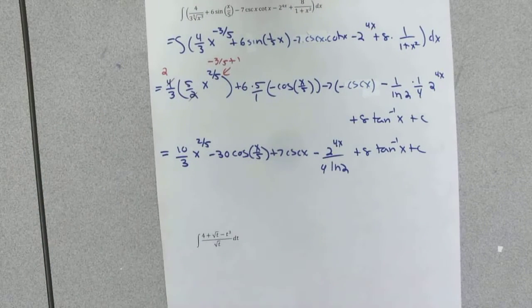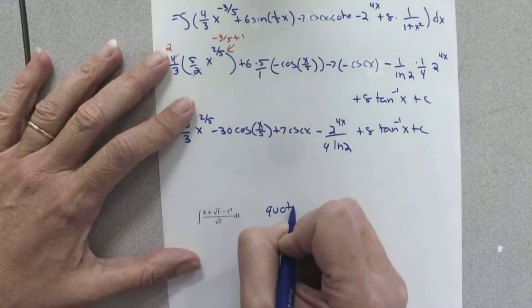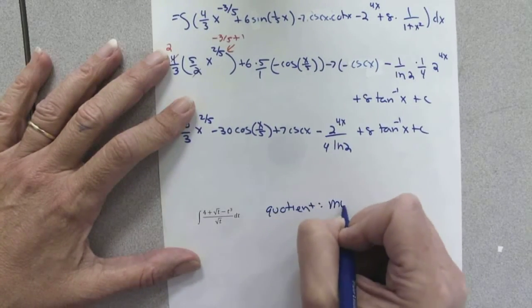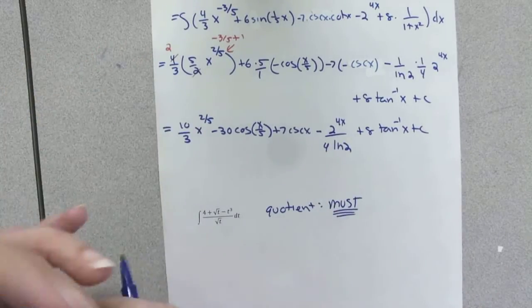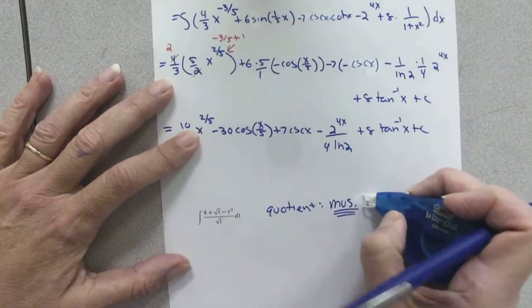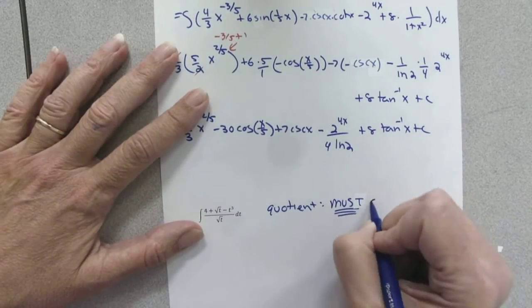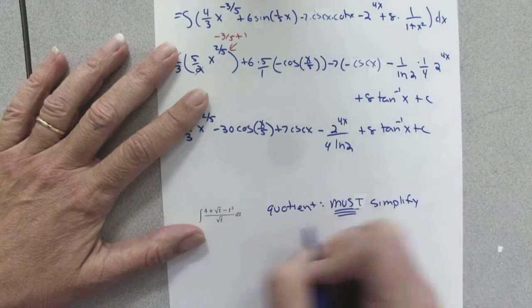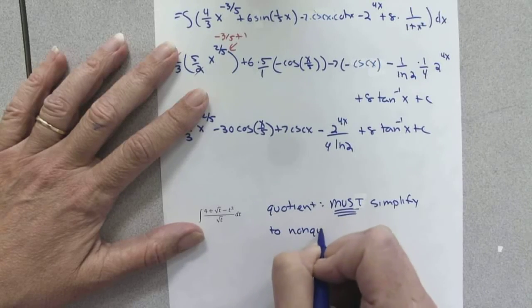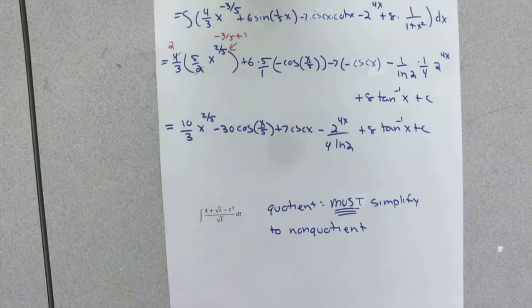Okay, next one. It's a fraction. I cannot do fractions directly. It's a quotient. For now, it must simplify to a non-quotient until we get some other techniques. There'll be a few techniques that come more in calculus 2, where you get lots of choices for fractions. But right now, you've got to simplify it to a non-quotient.